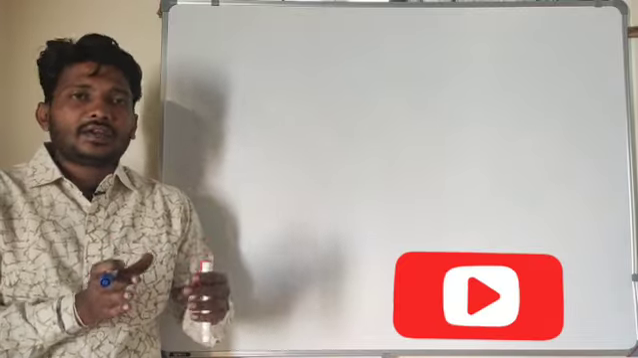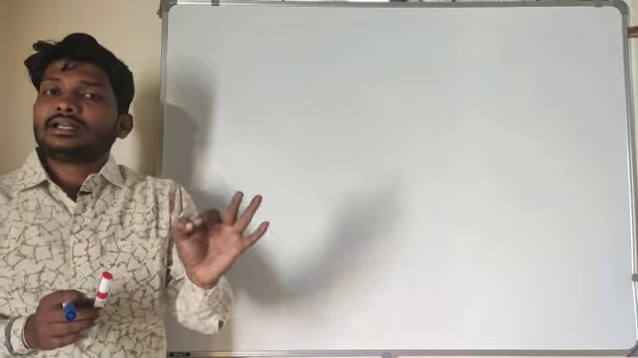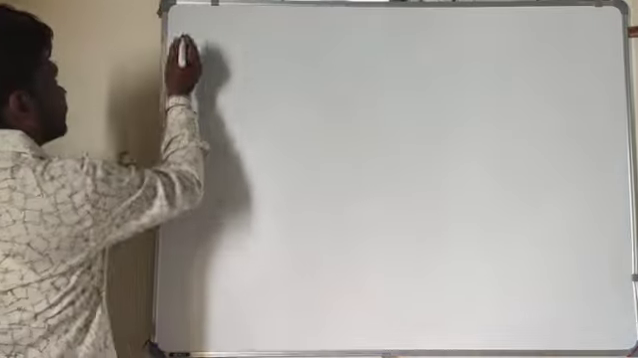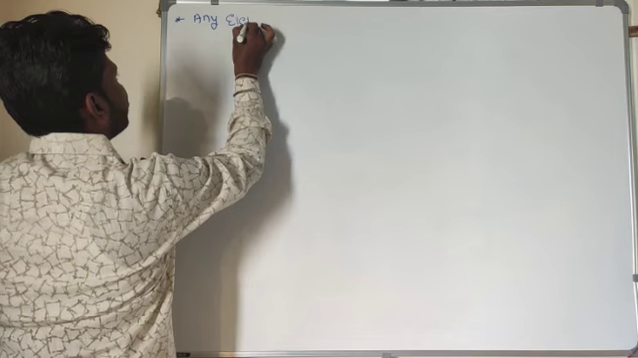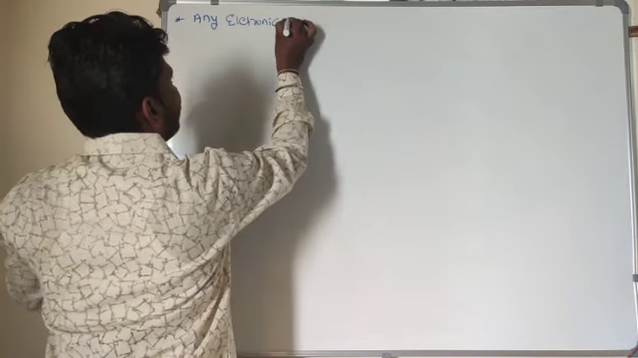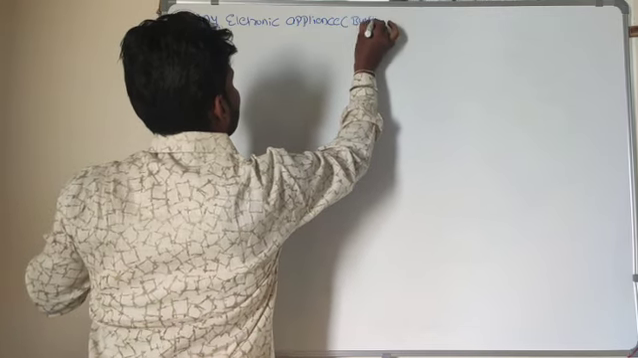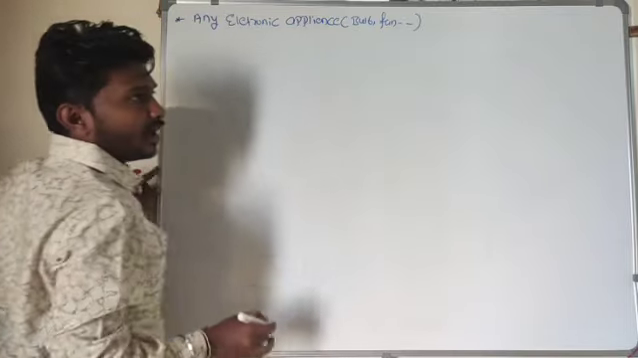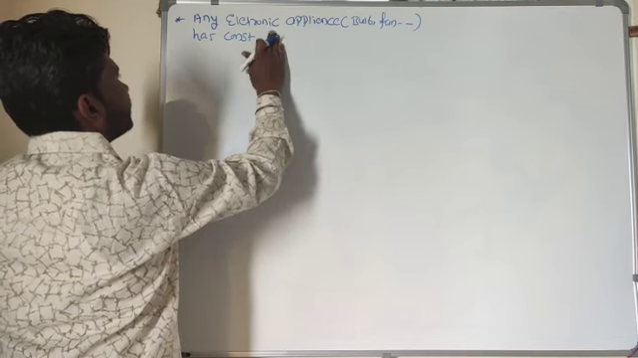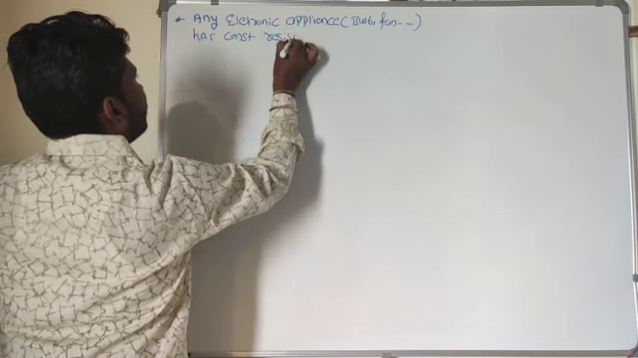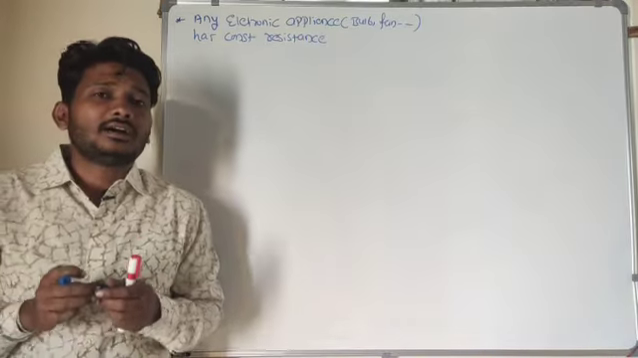Electronic appliances like a bulb or a fan, any electronic appliance you can take, have constant resistance. So look here, any electronic appliance, like a bulb or a fan, has constant resistance. Then how do we find the value of the resistance of that electronic appliance?